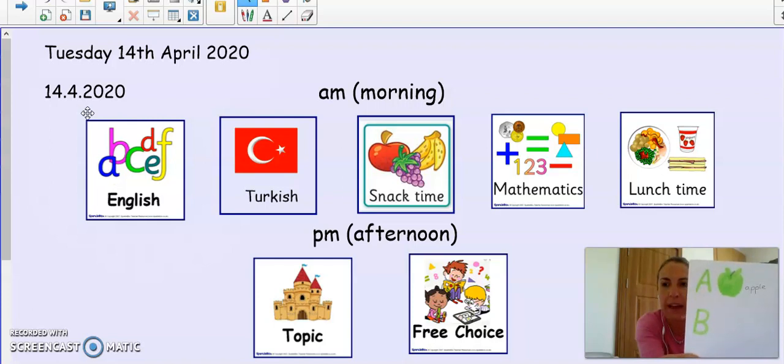Now be careful with that apple choice. The spelling at the end is L-E. It's trying to trick you. So some of those words may try and trick you.